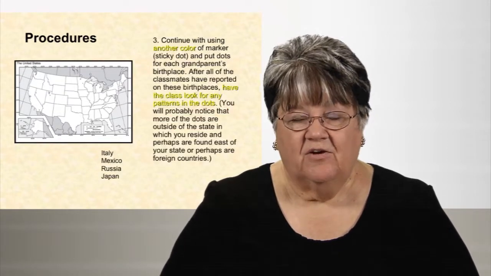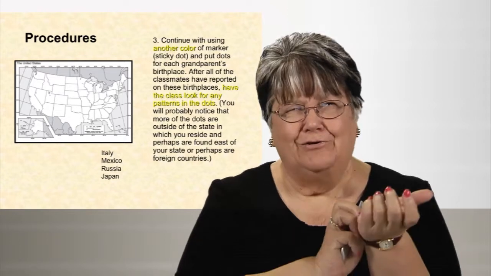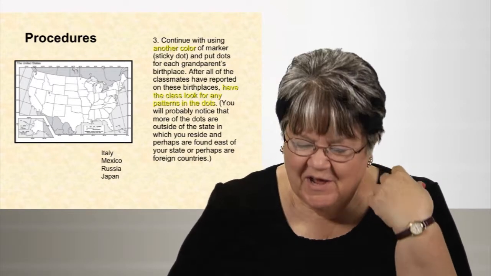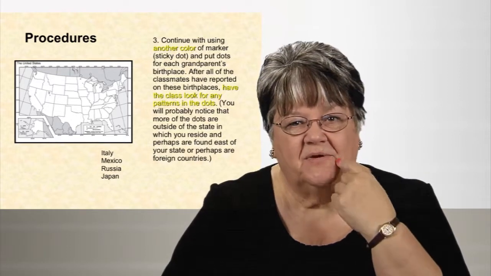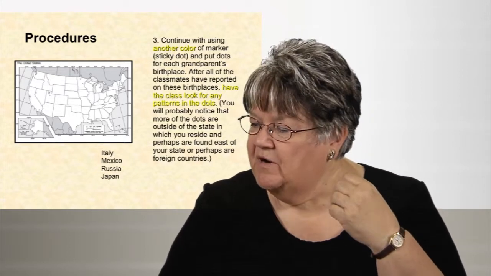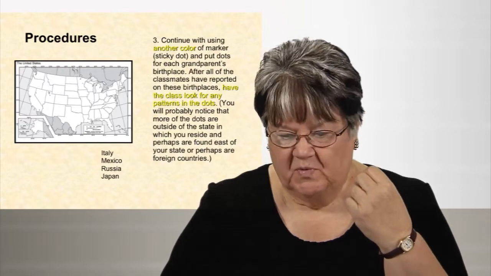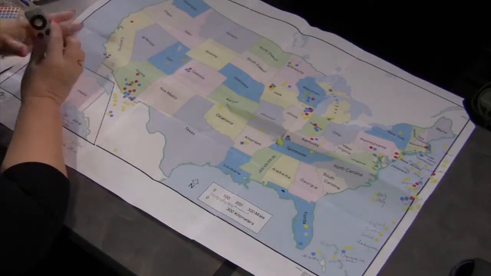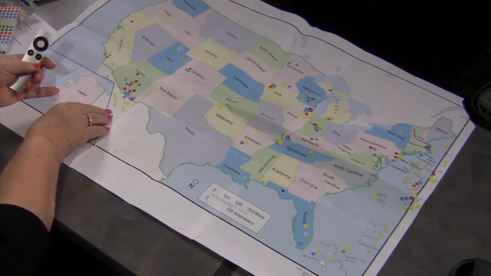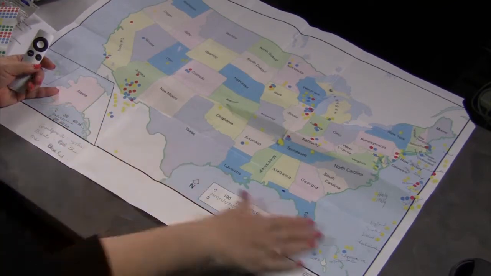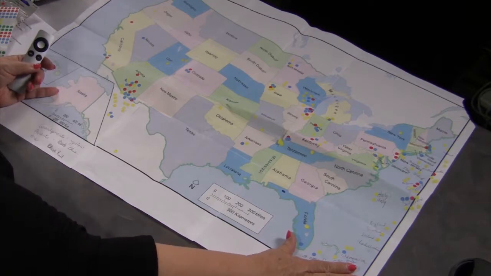The third step is that we're going to use another color of sticky dot. In this case, we're going to use yellow for grandparents. And we're going to have them put on the map where their grandparents were born. Now is when this particular map gets kind of interesting, because as we look at the yellow dots, look at how many we have off of the map. And that's one of the things that happens.